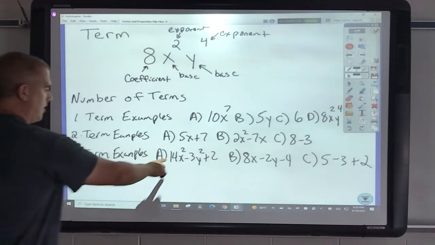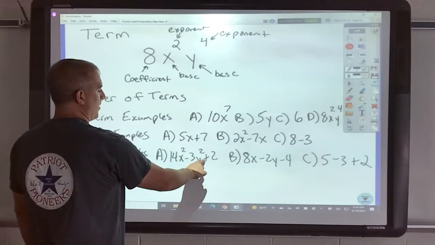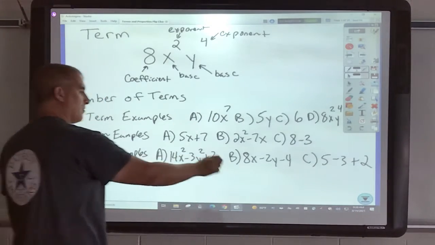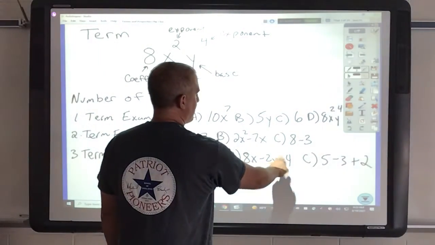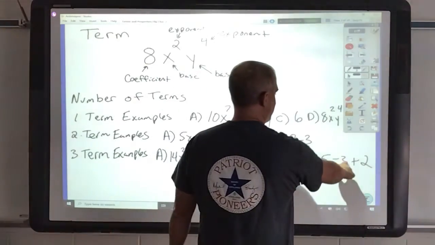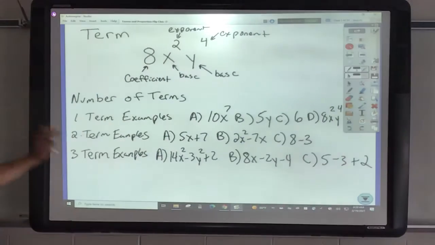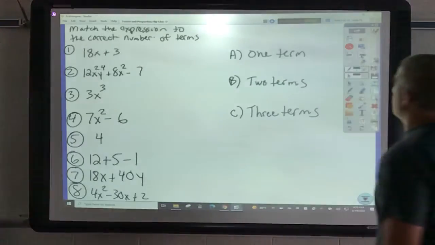Three-term examples. 14x squared minus 3y squared plus 2. Notice multiple operations. 8x minus 2y minus 4. Multiple operations. 5 minus 3 plus 2. Multiple operations. Those are three-term examples. So very simple from that standpoint.